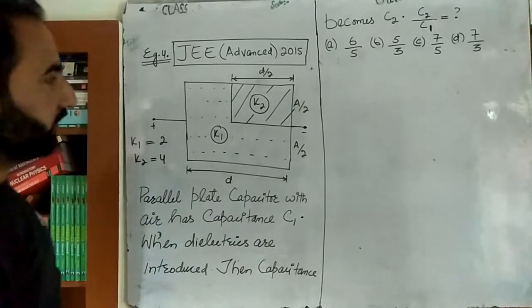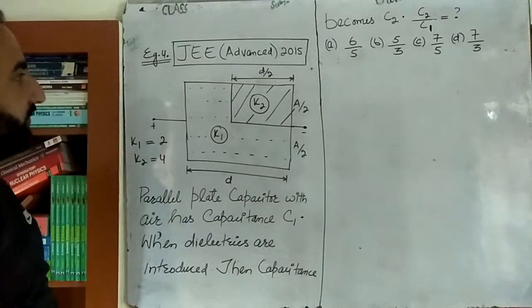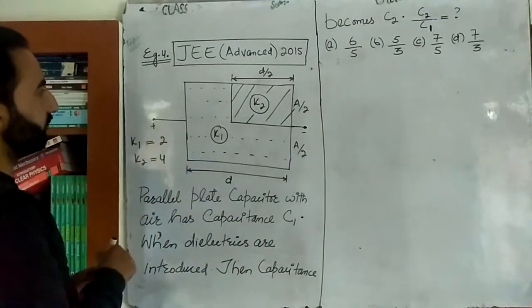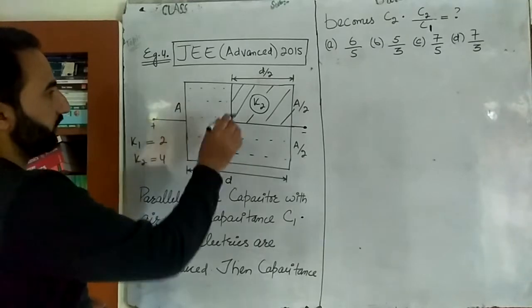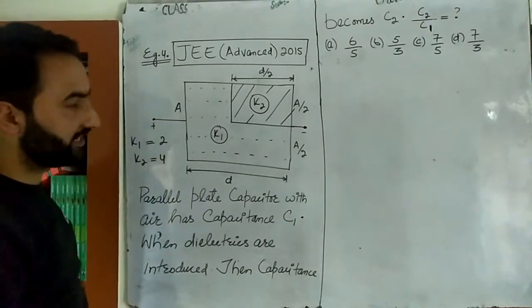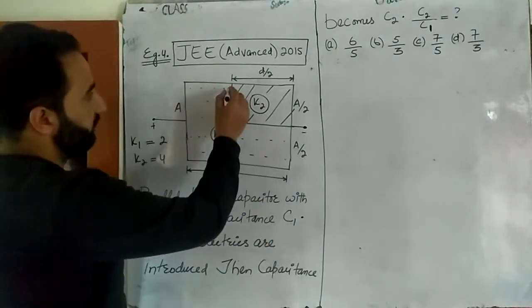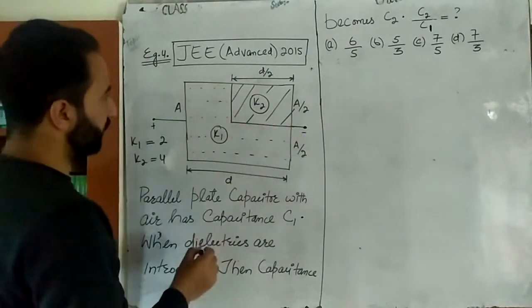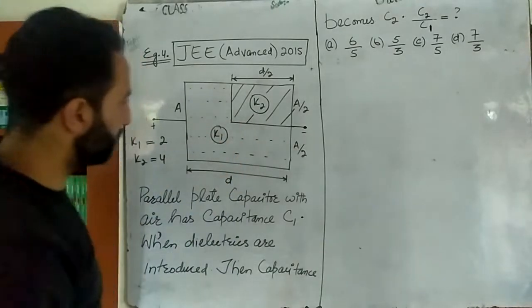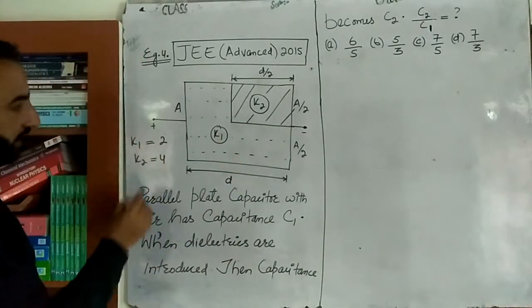Example number 4, and this example was asked in JEE Advanced 2015. The example is like this. This is a parallel plate capacitor, and the area of the plate is A. Two dielectric slabs are inserted in between the two plates. This dielectric slab has a dielectric constant K2, and this dotted region has a dielectric constant K1. It's mentioned that K1 is 2 and K2 is 4.